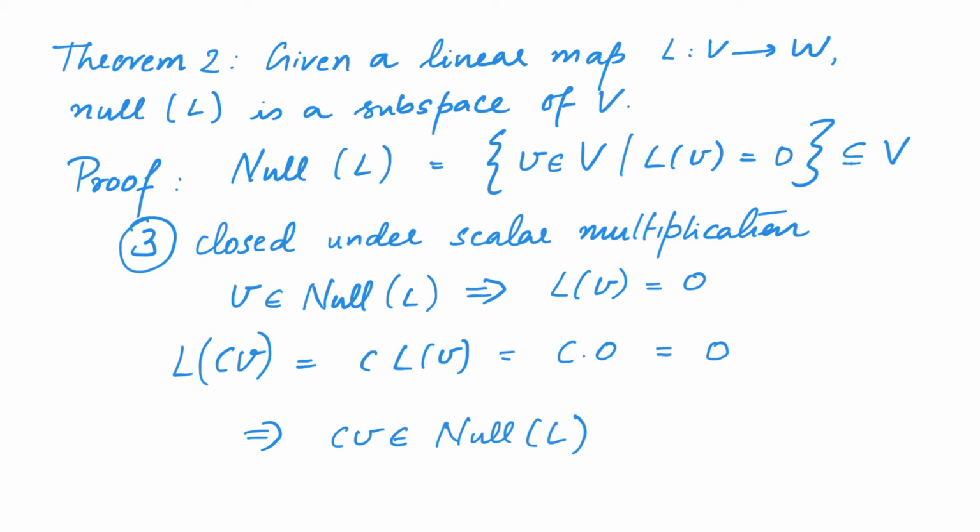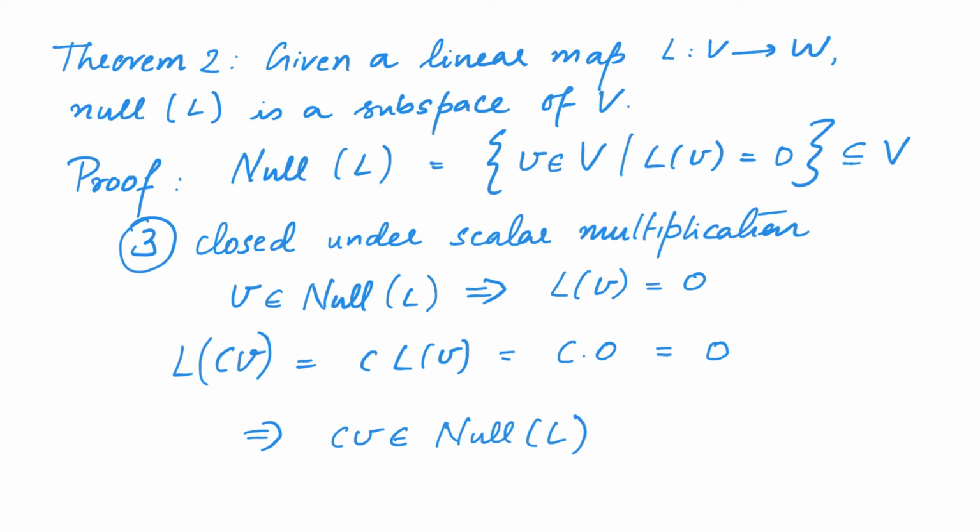Now notice that we had understood the importance of range and it's directly related with surjectivity. However, it is not so clear to us what is the importance of null of L. But notice one thing, if at all a function L is injective, then the null of L has to be the singleton set 0. Why?